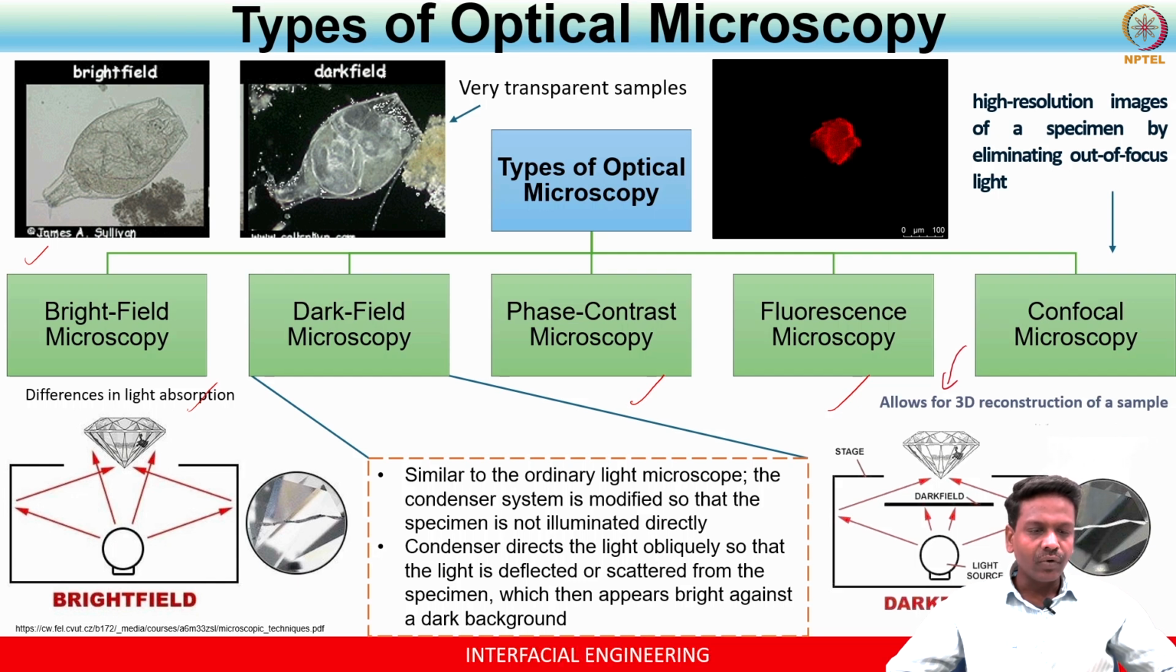There is something called fluorescent microscopy. This is very much in use whenever you work with stained samples, a sample that contains dye or fluorescently labeled samples. In those scenarios, fluorescent microscopy is very useful. Confocal is useful whenever you want to obtain high resolution images by eliminating out of focus light. You can also construct a 3D image of a sample using confocal microscopy.